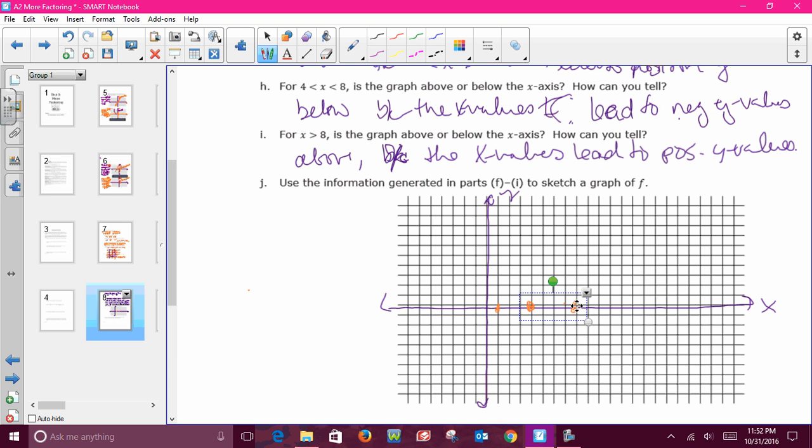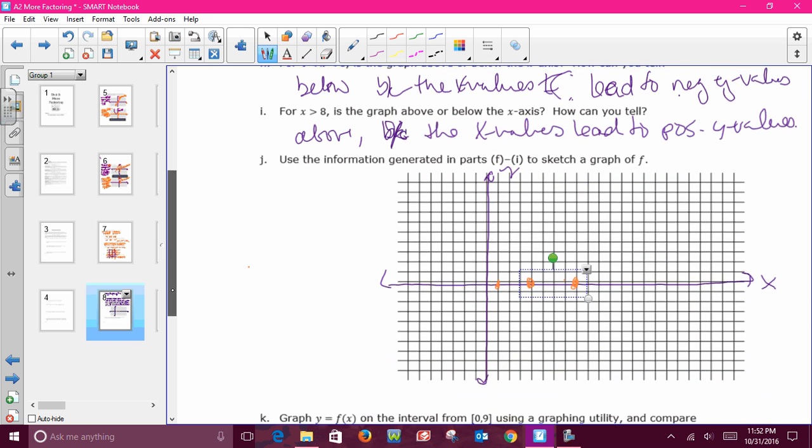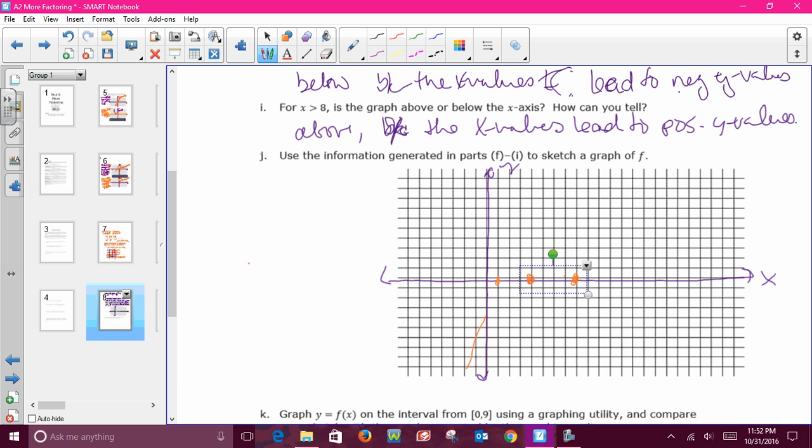And we know that when it is less than 1, it's below the x-axis because my y values are negative. So that means it's coming up. At 1, it changes values, becomes positive, and then it kind of does a little loop because then it changes back to negative, and then changes back to positive. So my graph is above the x-axis, it's positive. When it's below the x-axis, it's negative.